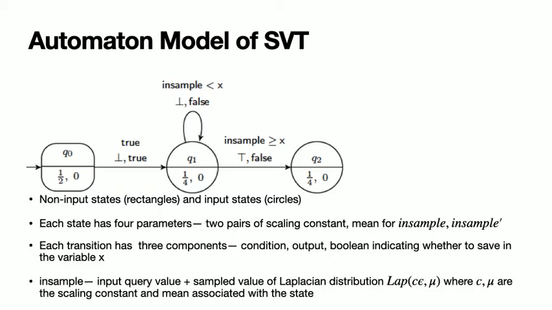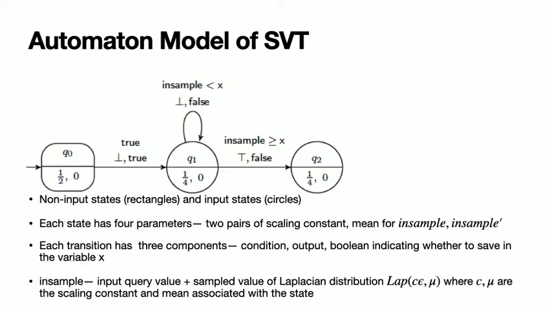Each transition has three components. The first component is a condition. The second component is the output that is generated when the transition is taken. And the third component is a Boolean value, true or false. The automaton also has a storage variable x, in which it can store some values.